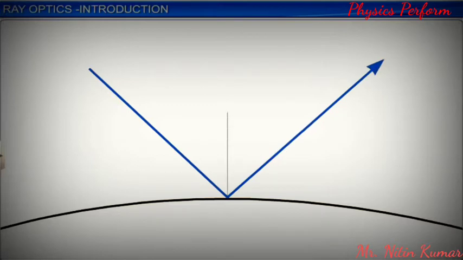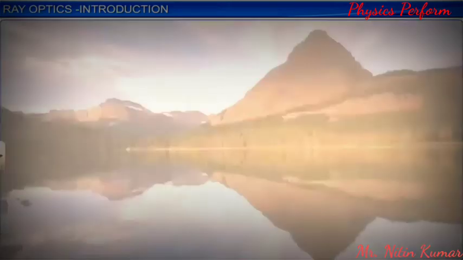We need to draw a normal to the surface at the point of incidence to measure the angle of incidence i and the angle of reflection theta. This can be done by first drawing a tangent to the curve at the point of incidence, and then drawing a normal to the tangent at that point. Now take a look at the picture.